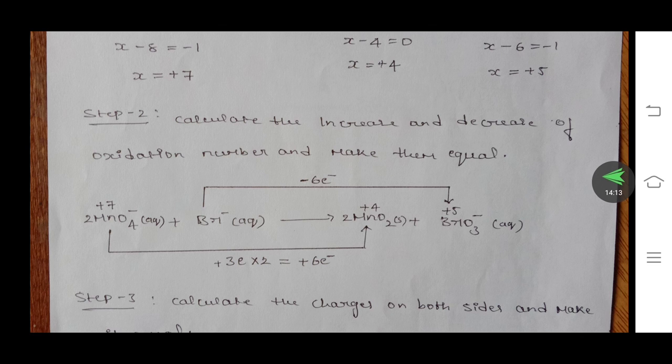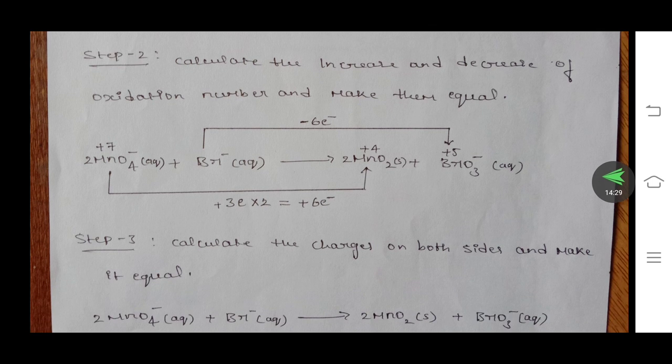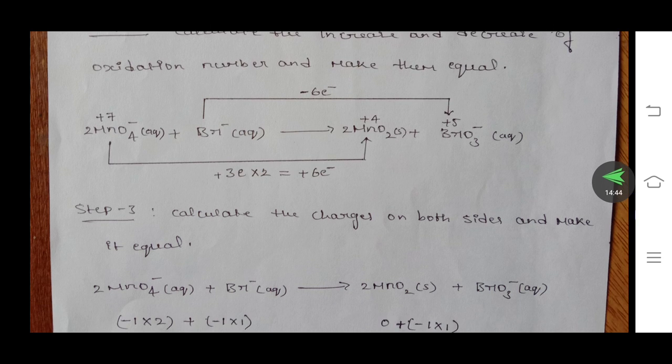Now Br is losing 6 electrons, so we have to make the gain of electrons also 6. Here only plus 3 is there, so you have to make it plus 6. By multiplying by 2, plus 3 into 2 you will get plus 6. So this number 2 you have to multiply with this half equation. So that is 2 MnO4 minus and 2 MnO2 on the right hand side. So this is oxidation and reduction, and the electrons will be equal.